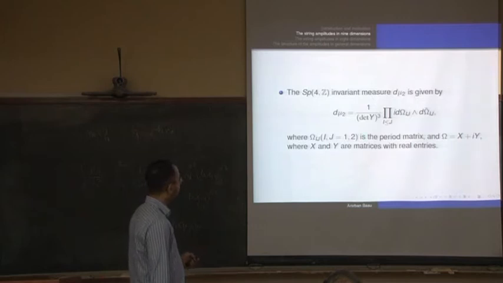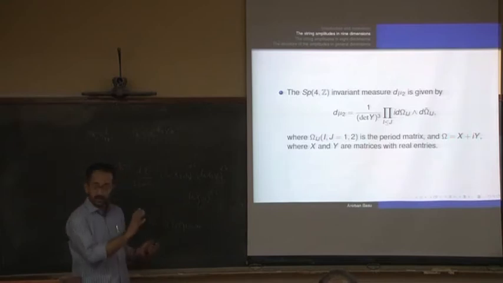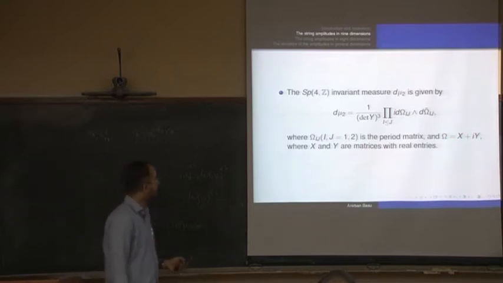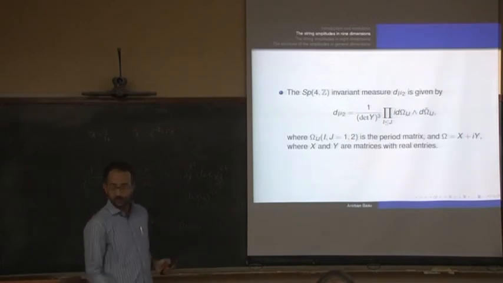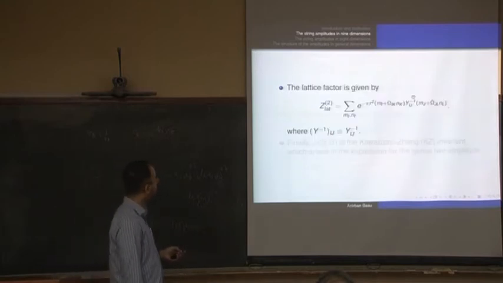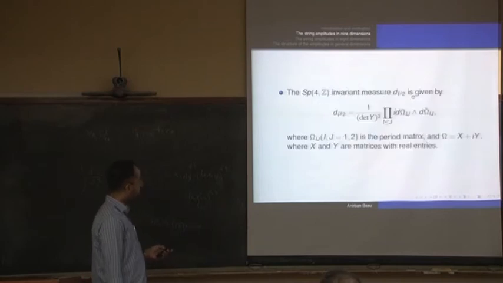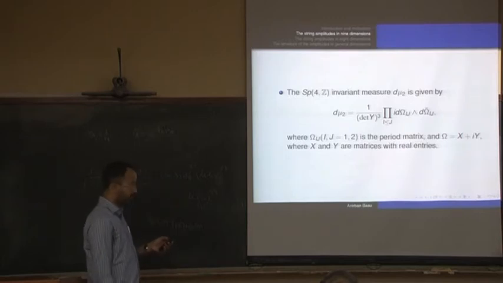You take the 2 by 2 period matrix on the genus 2 Riemann surface and write it as x plus iy, where x and y are 2 by 2 symmetric matrices. And this is the determinant of y, and then you have the wedge product. For example, for the one loop Riemann surface, this would be really dω dω bar, with ω2 because it's a 1 by 1 matrix. So this is the definition of the measure. This is what is called the Petersson measure. For genus h, this is the determinant of y to the power h plus 1.